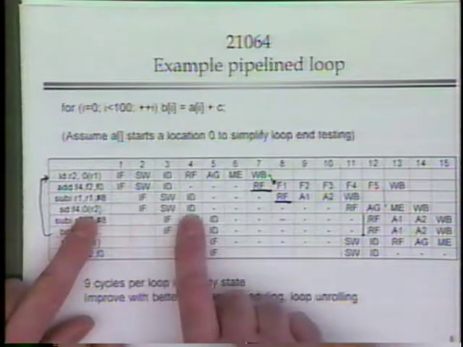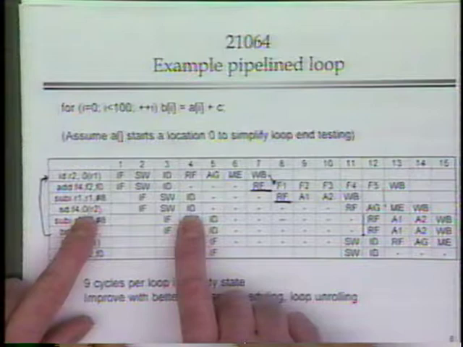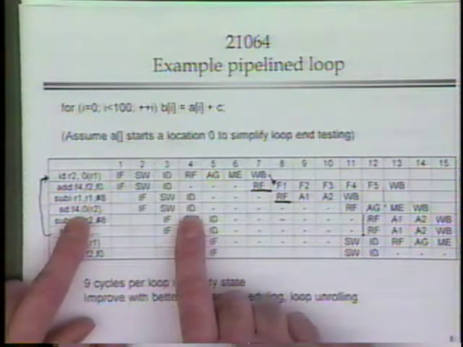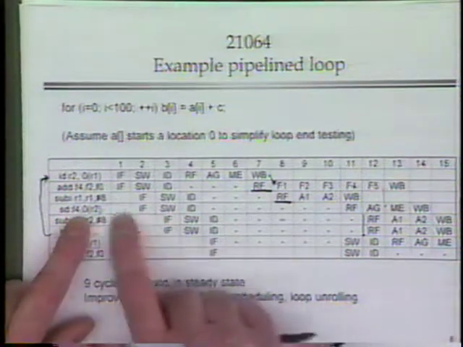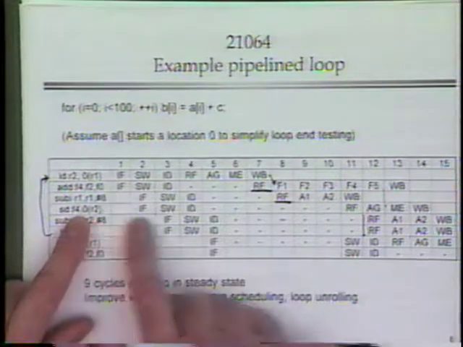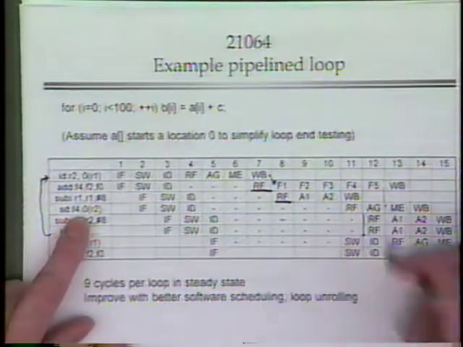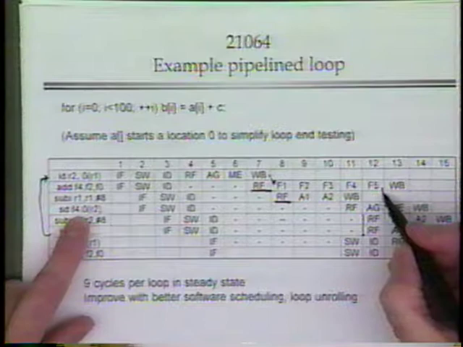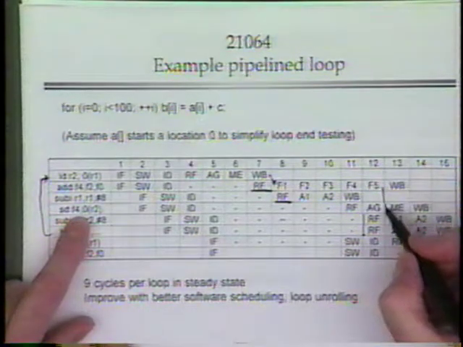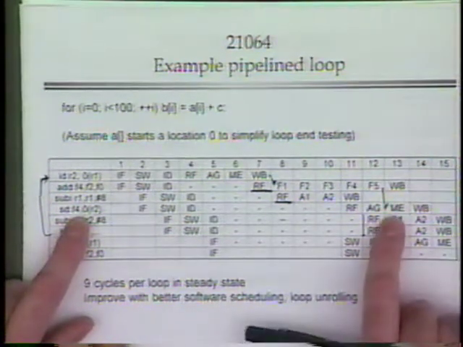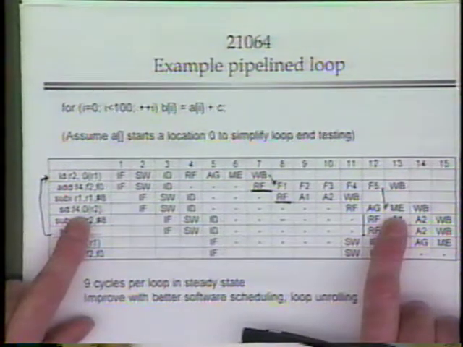The store instruction gets fetched and decoded simultaneously with the subtract, but it has a read after write hazard waiting for the output of the add instruction. So it waits for the result of the add coming out of the last stage of the floating point pipeline and needs that result for the input of the memory stage.